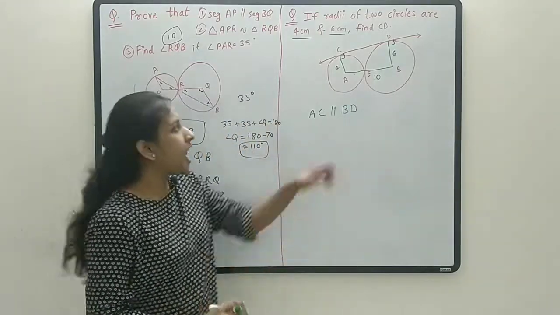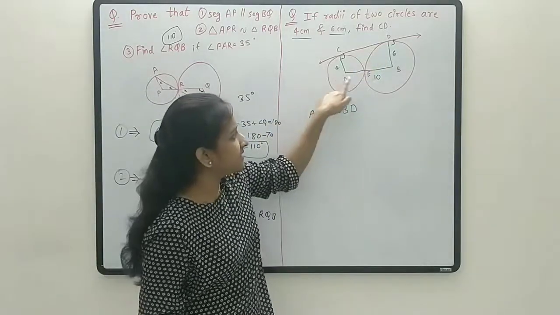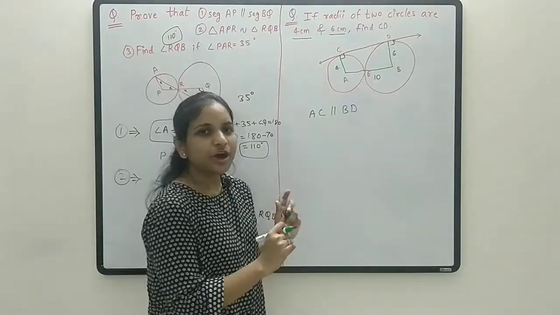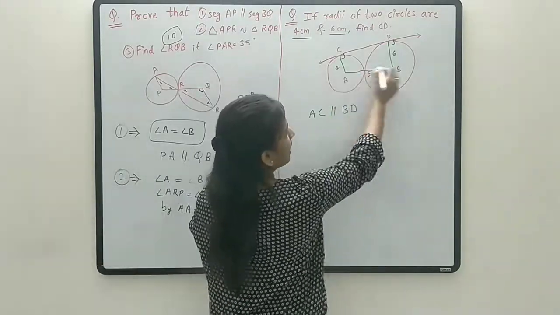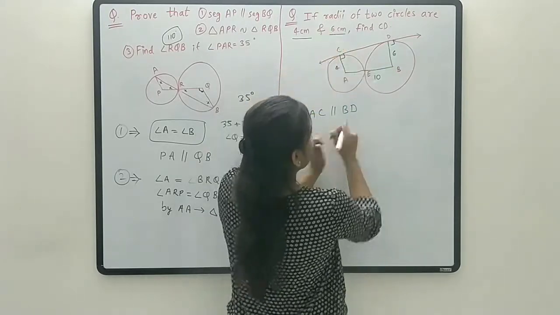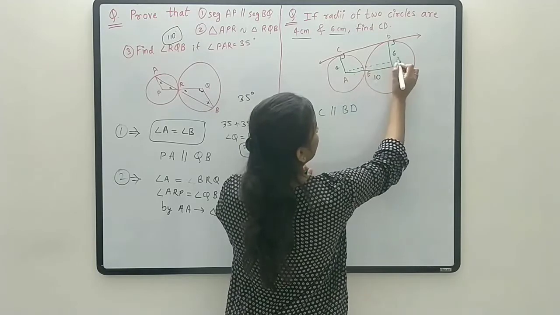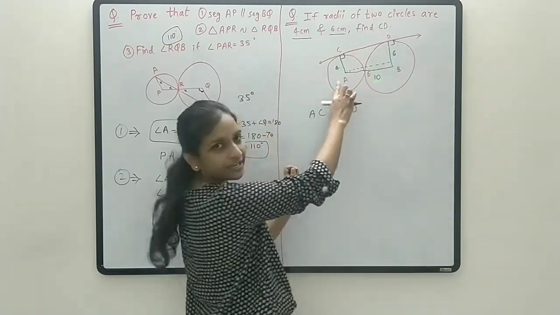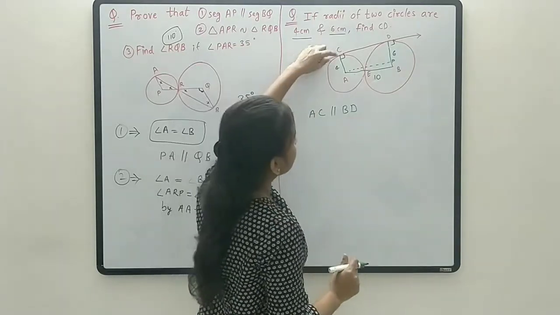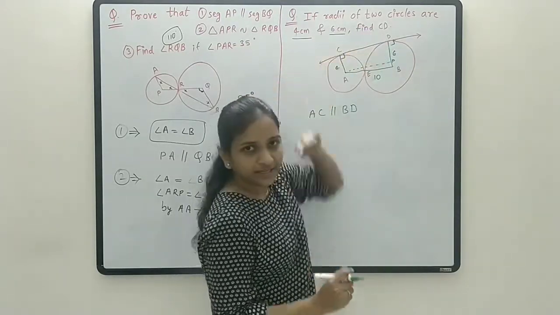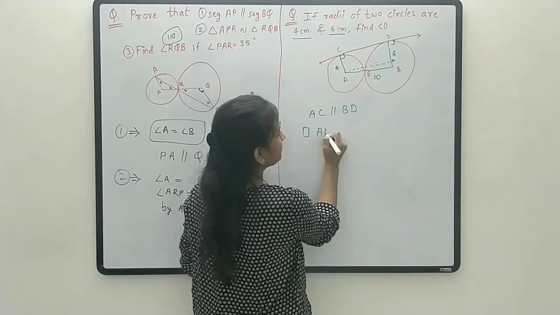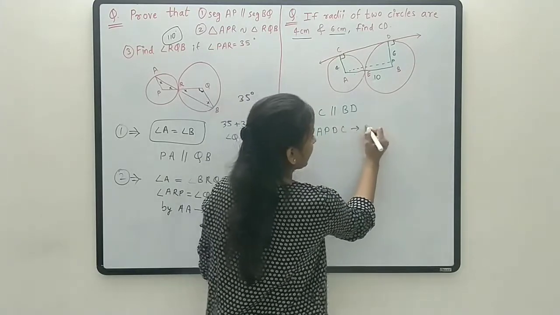Fine. Now how to find CD? We have three sides, 4, 6 and 10. So for that let's do a small construction. Let's draw a line so that this becomes a rectangle. See, let's draw a line parallel to CD from this point A. So this point is P. Okay. Now as CD is parallel to AP, so we can say this is a rectangle, right? Quadrilateral APDC is a rectangle.